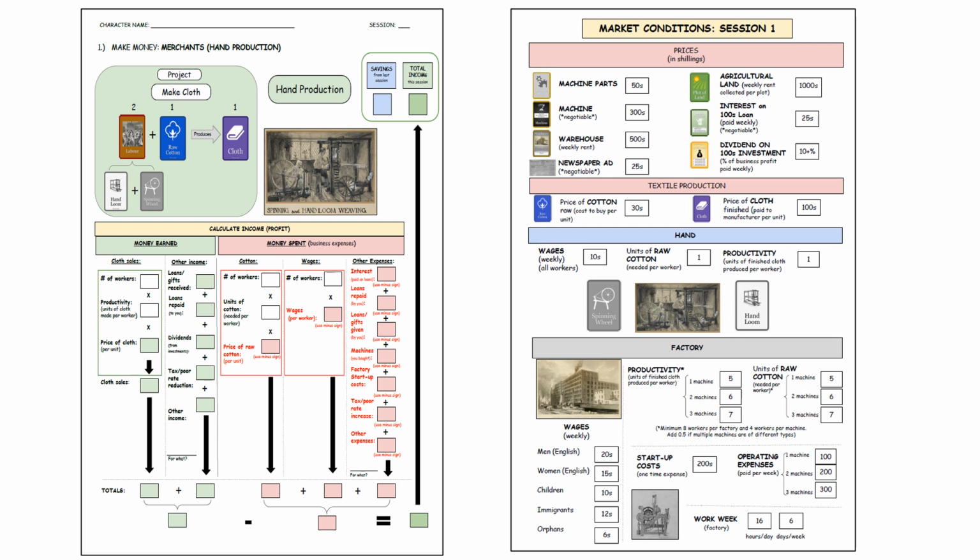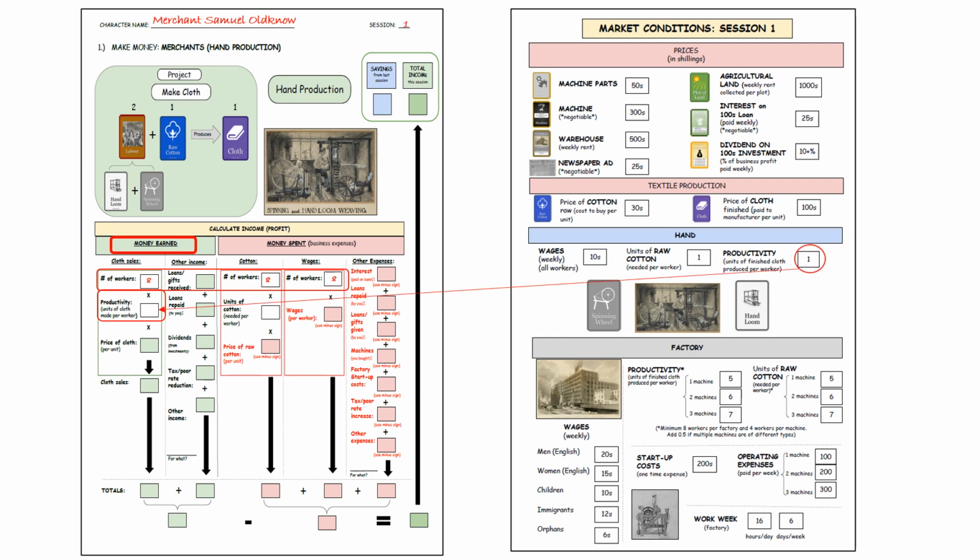So let's look at another slightly more complicated worksheet, and this is from a merchant. Say it's Merchant Samuel Oldnow in session 1. He has to figure out how much money he's earned, and he's making most of his money from selling cloth. This depends on a number of things. First, it depends on the number of workers he employs, and as we know, in the beginning of the game, each merchant employs 8 workers. But it also depends on the productivity of those workers. In other words, how much cloth each worker produces.